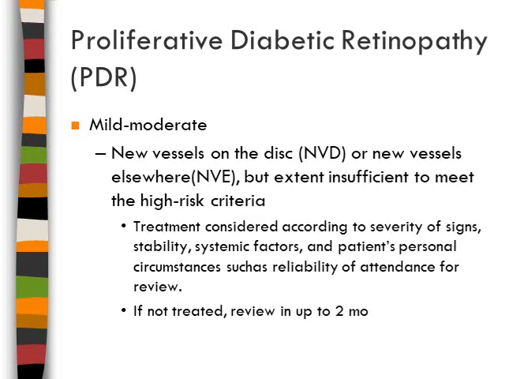When the patient has proliferative diabetic retinopathy, in mild to moderate disease, there are new vessels on the disc, that is NVD, or new vessels elsewhere, NVE, but the extent is insufficient to meet the high risk criteria. The treatment is considered according to the severity of the signs, stability, systemic factors, and the patient's personal circumstances, such as the reliability of attendance for review. If not treated, review should be within 2 months.